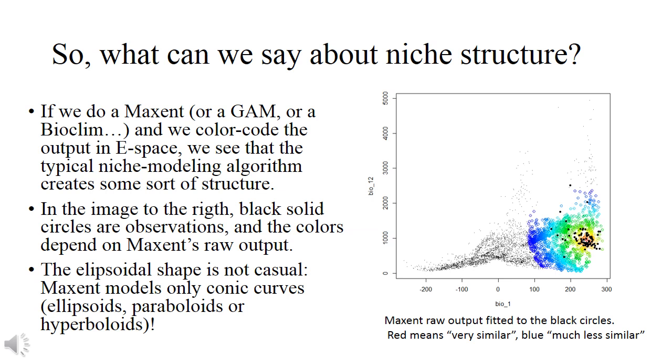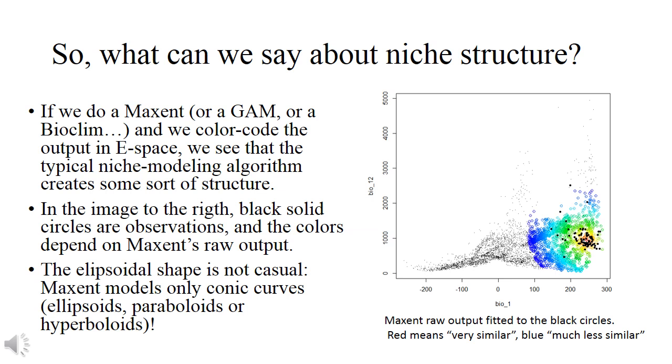In the image to the right, the black dots are the occurrence points that were used to calibrate the algorithm, and the colored points are the raw output of a Maxent calculation. And you see that there is an orange in the center of the cloud, which is the highest values of the raw output of Maxent, and then it starts changing towards blue. Blue is smaller values, and outside you can, with your imagination, trace an ellipsoid around that cloud of blue points. So outside the values would be smaller and smaller and smaller.